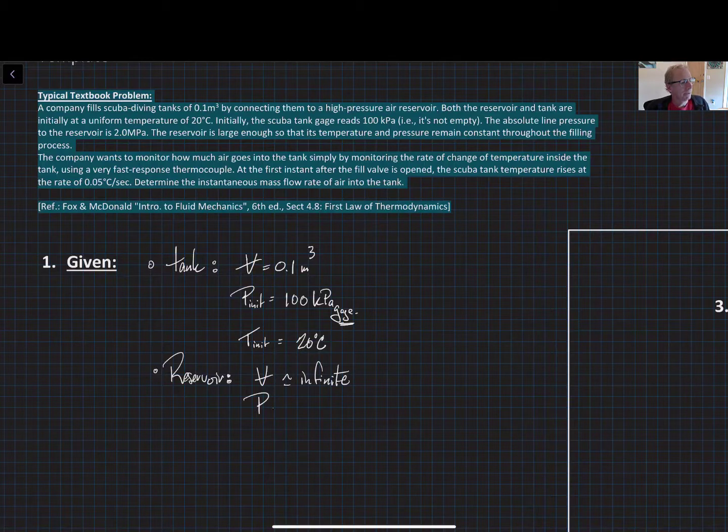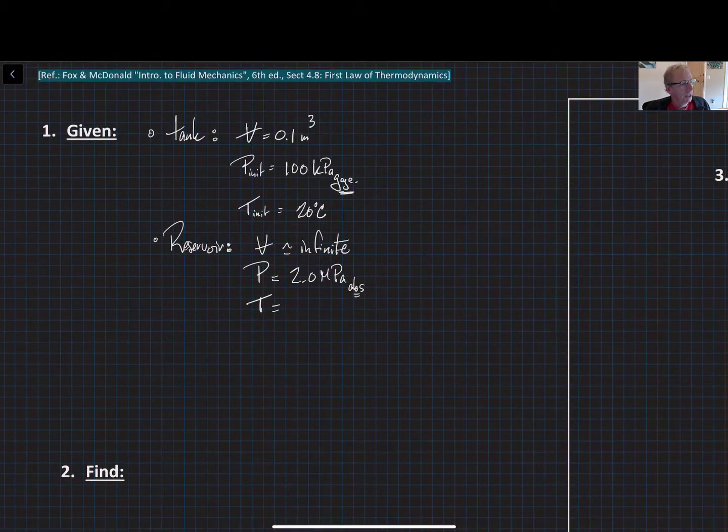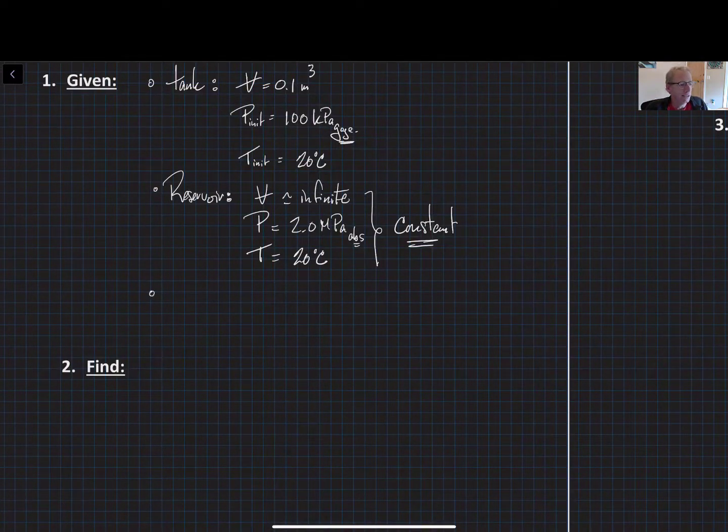Okay, here we go. My initial condition is that the temperature is changing inside the scuba tank at the rate of 0.05 degrees Celsius per second. And the whole point of this problem is to figure out what kind of initial mass flow rate into the scuba tank this corresponds to.